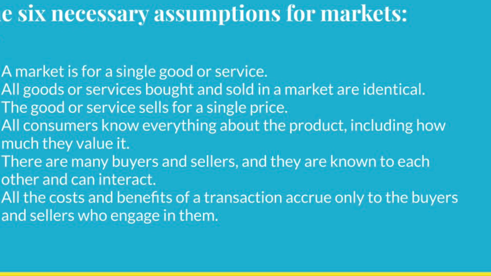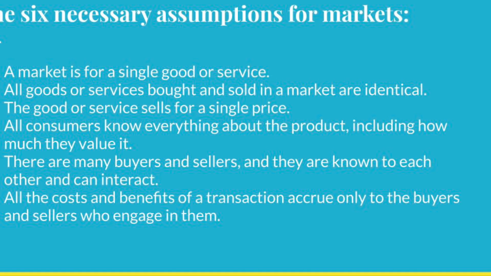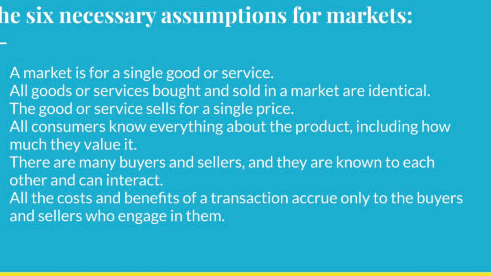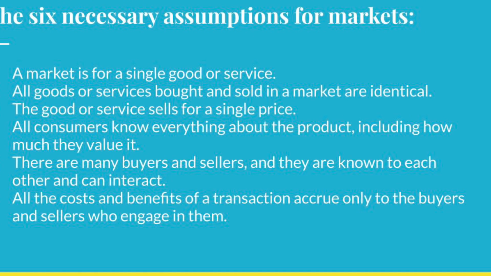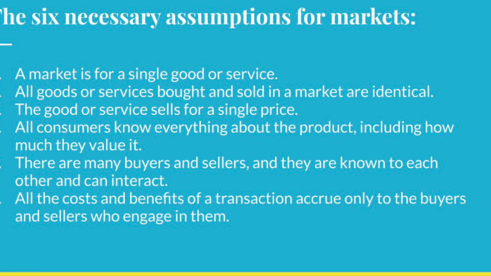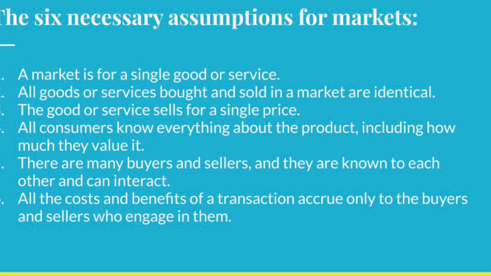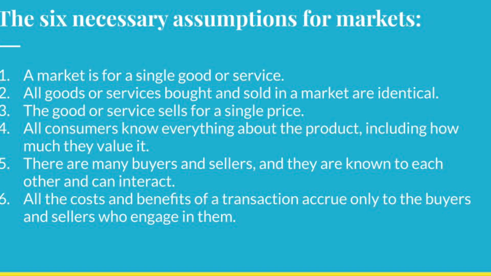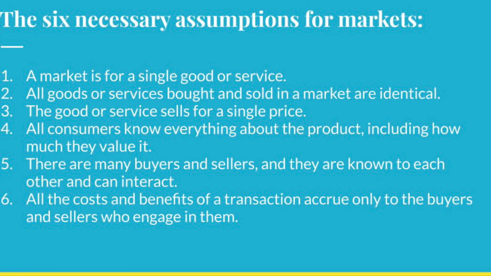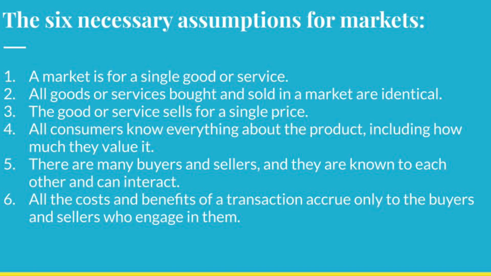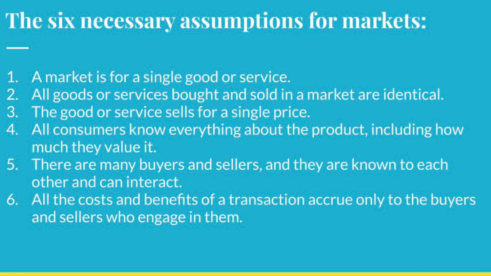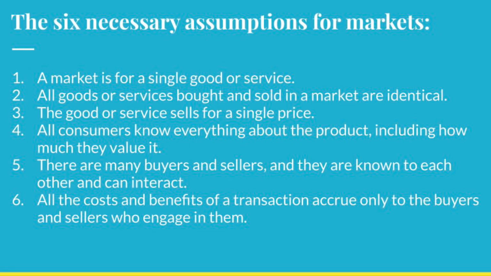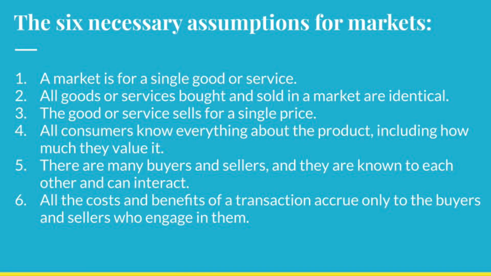Now that we have an understanding of what a market is in general, it is important to note that there are 6 necessary assumptions for markets. 1. A market is for a single good or service. 2. All goods or services bought and sold in a market are identical. 3. The good or service sells for a single price. 4. All consumers know everything about the product, including how much they value it. 5. There are many buyers and sellers, and they are known to each other and can interact.